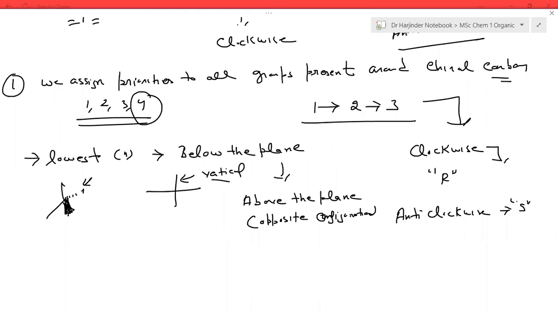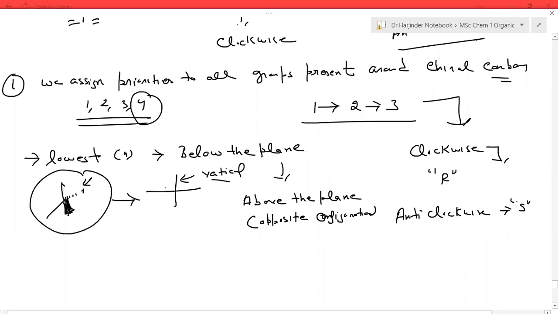So the best method is you can convert your flying wedge structure into a Fischer projection, and in a Fischer projection it is very clear. If the lowest priority group is on the horizontal line, in that case it is above the plane and you have to write the opposite configuration. And if it is on the vertical line, that means it is below the plane and you have to write the same configuration. Is it clear?